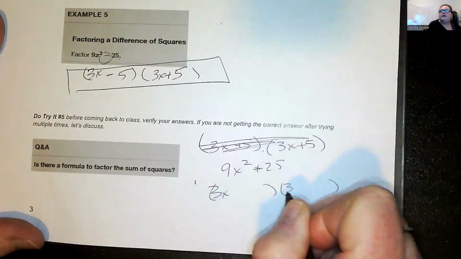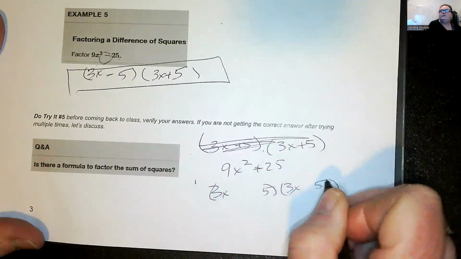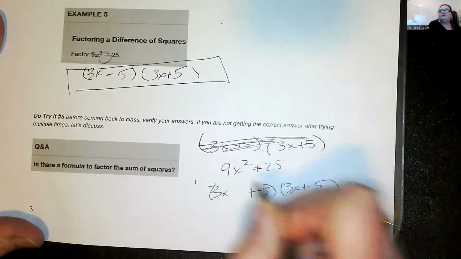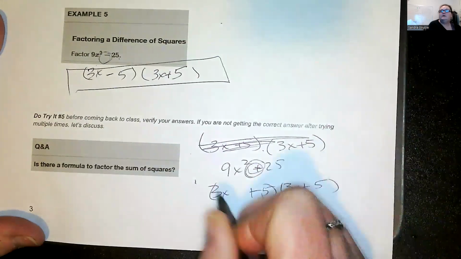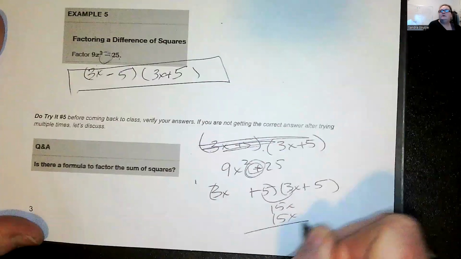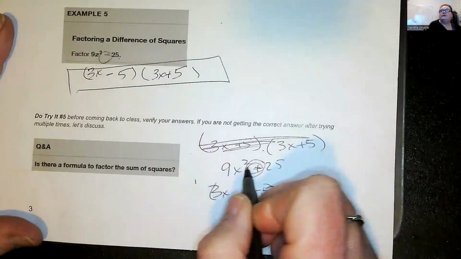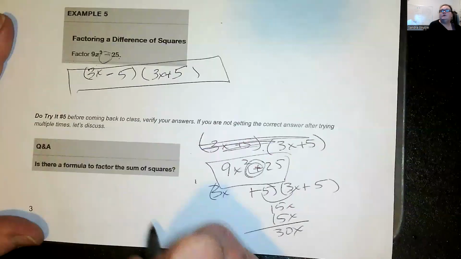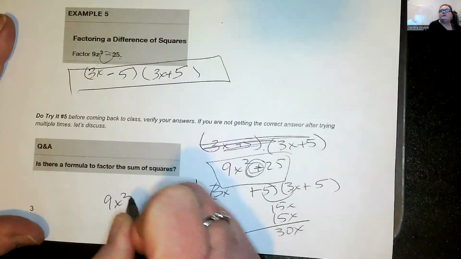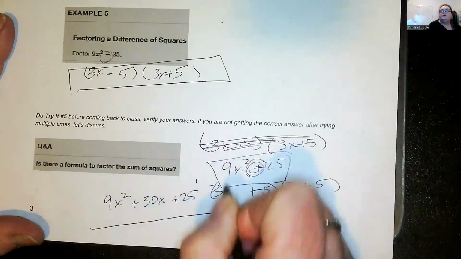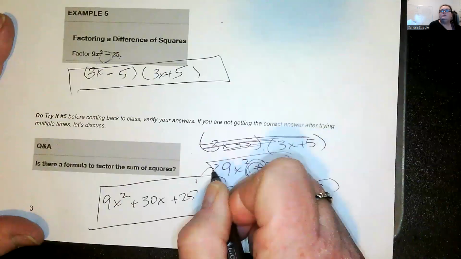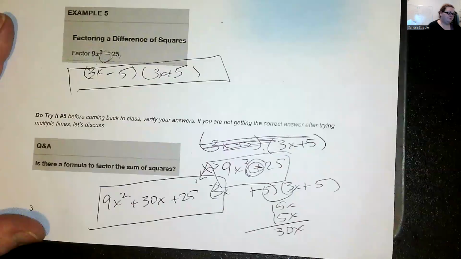3x, 3x, 5, 5, they'd have to both be positive since it's positive. And that would give us 15x and 15x. So no, we're not going to end up with this in the end. We're going to end up with 9x squared plus 30x plus 25. And that's not equal, so it doesn't work.